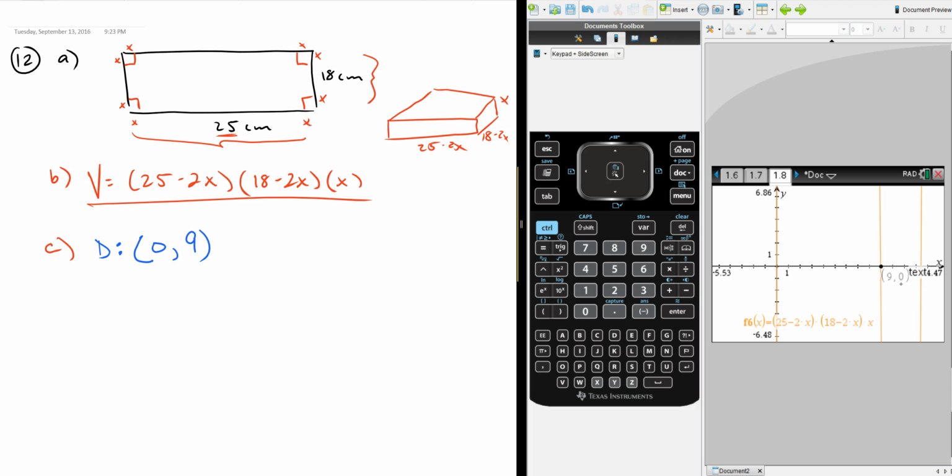So my domain is 0 to 9, and we're also not going to include 9, because if it's either 0 or 9, my volume is 0. So I'm not going to include those values. Part D, graph the function.